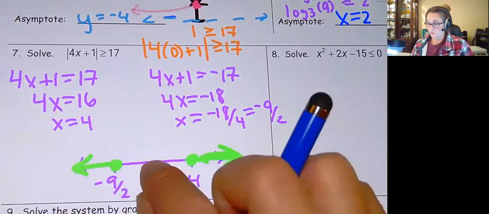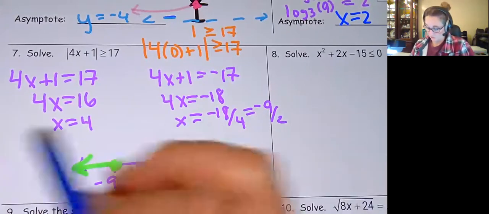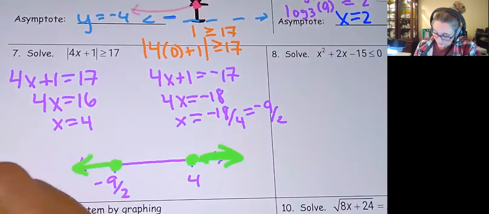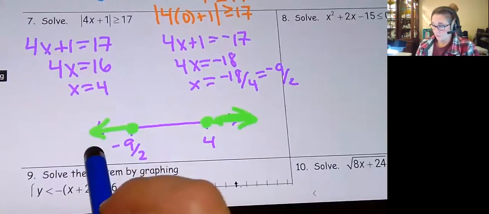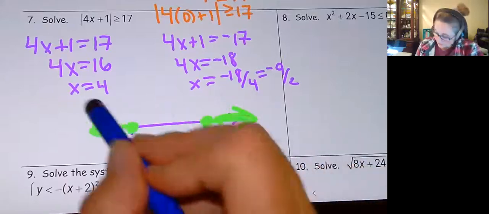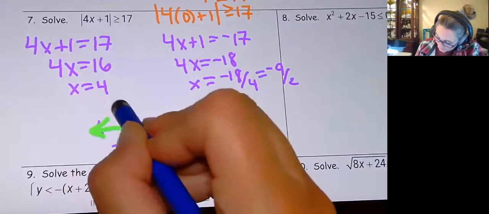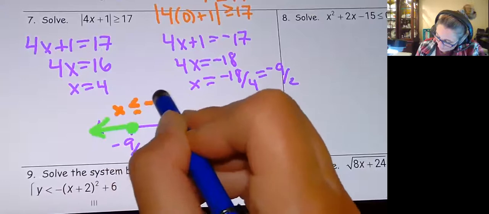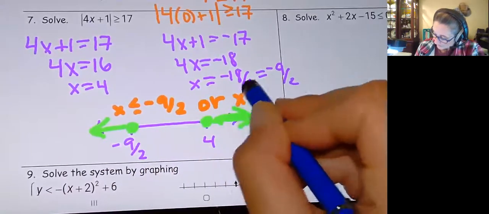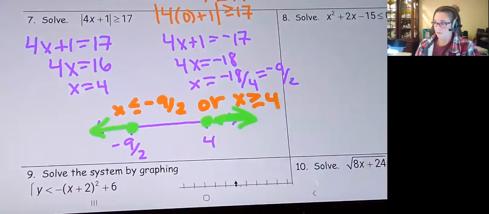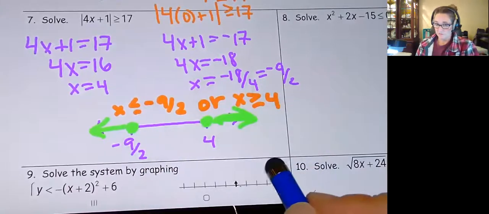0 didn't work. 0's here. That means it has to shade out. Now you have to write your answer. And your answer, we're going to define this piece and this piece. So this is going to be x is less than or equal to -9/2, or, and you need the word or, x is greater than or equal to 4. That's going to be your answer.